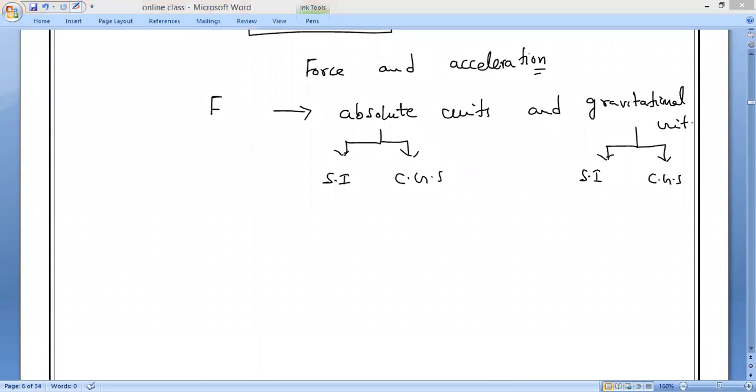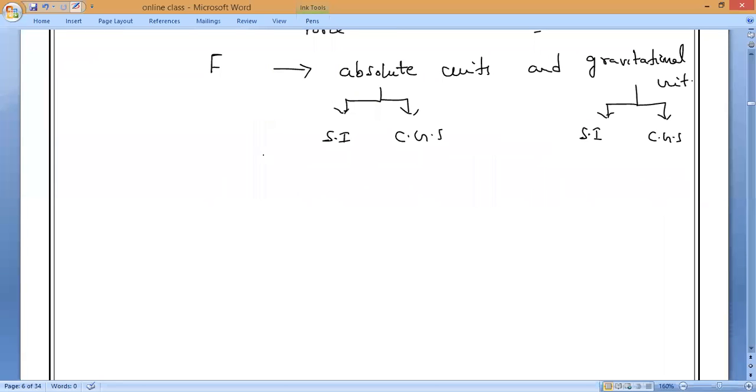So what is the absolute unit of force? Two things. One is Newton. Another one is what, guys? Dyne. And we have made a relation also. 1 Newton is equal to how many dynes? Anybody can tell? 1 Newton is 10 power 5 dynes.